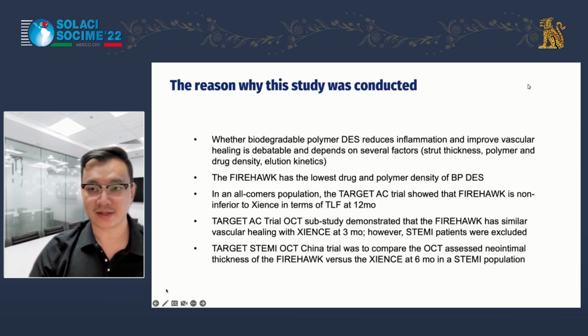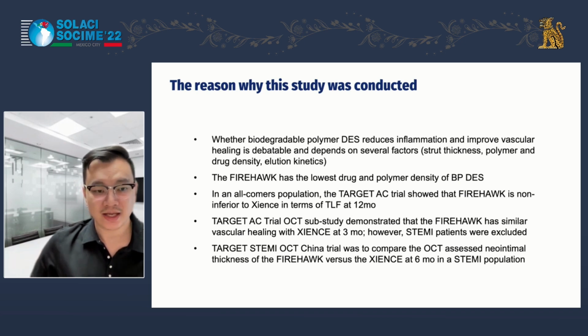First of all, why did we start this study? Whether biodegradable polymer DES reduces inflammation and improves vascular healing is debatable and depends on several factors such as strut thickness, polymer and drug density, and elution kinetics. The Firehawk now has the lowest drug and polymer density among current second generation DES. Previously, in 2018, published in the Lancet in an all-comers population, the TARGET AC trial showed that Firehawk is non-inferior to Xience in terms of target lesion failure at 12 months.